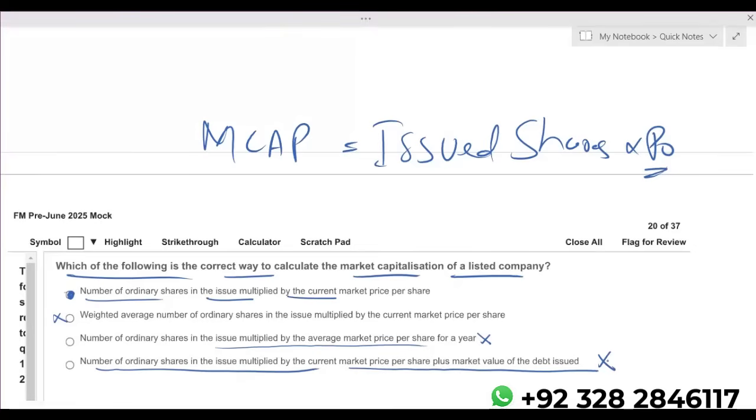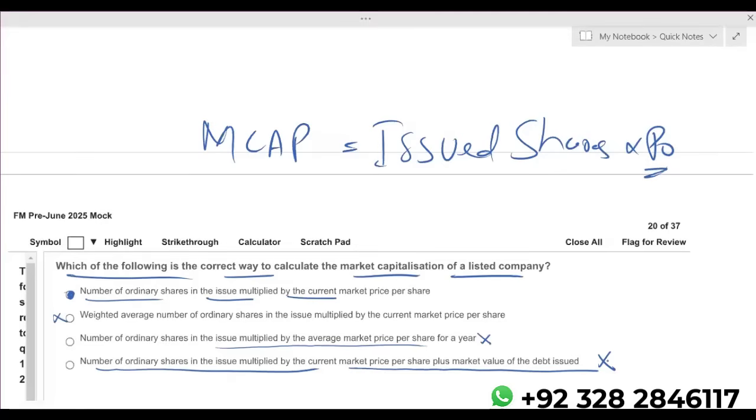In other words, logically, the market capitalization is your market value of equity. So why is the last one incorrect? Because when I'm calculating market capitalization, logically I'm calculating market value of equity. So how can I take debt? That's why choice number 4 is incorrect.